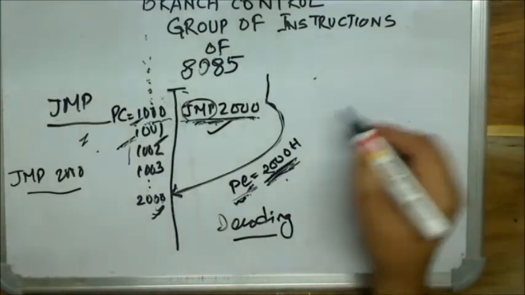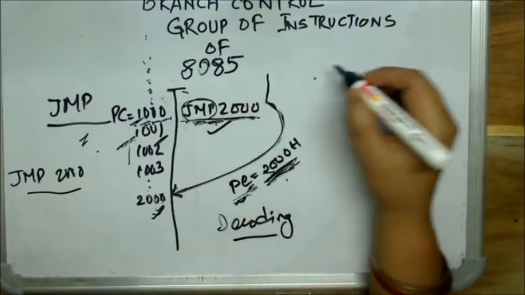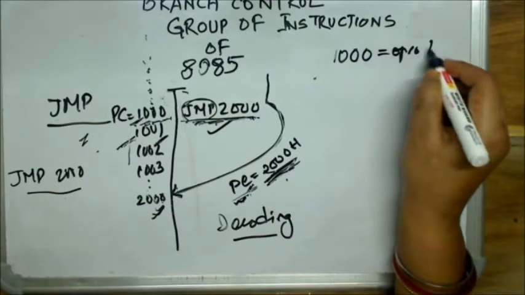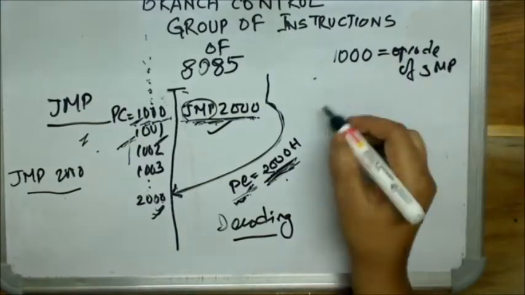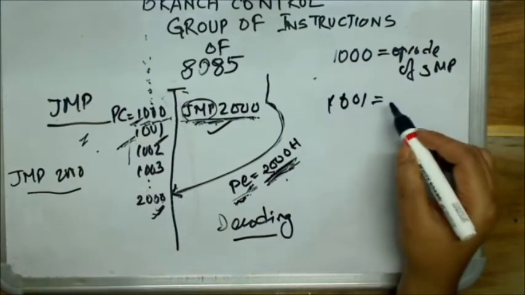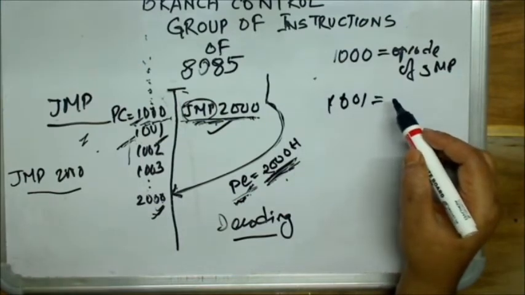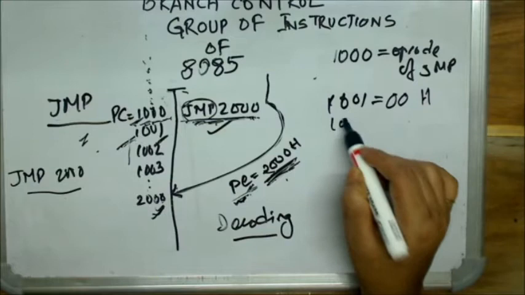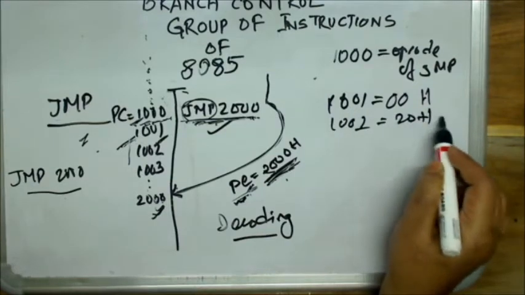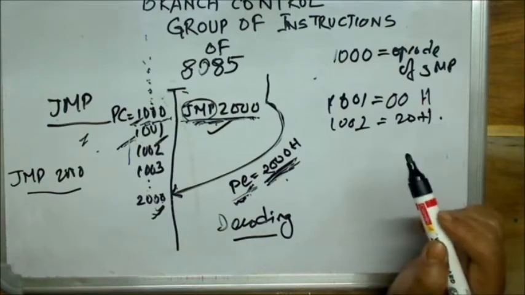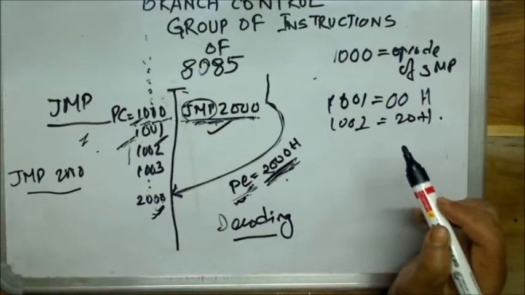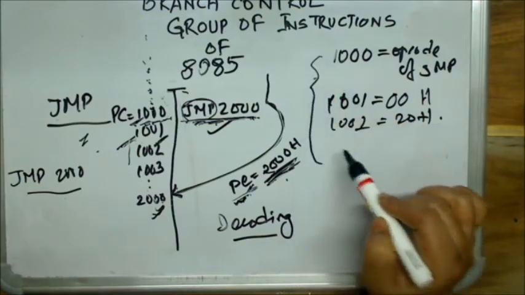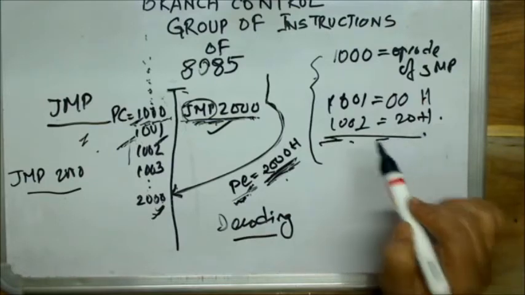So at 1000H our instruction was written. In 1000H, we will get the opcode of jump. In 1001H, what will be stored? 00H. In 1002H, what will be stored? 20H. Higher byte, higher address, lower byte, lower address. Simple rule. So this 2000H will be written in this way, and this is how your instruction will look when it is in the memory.